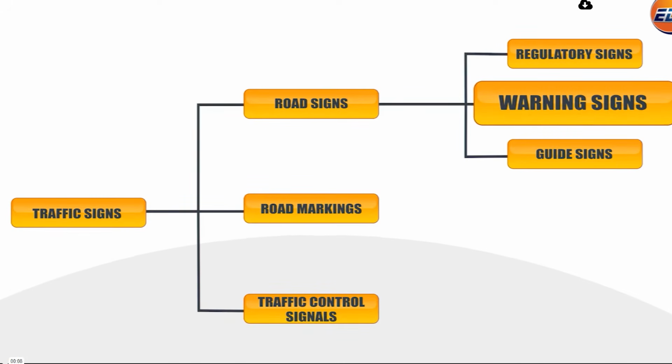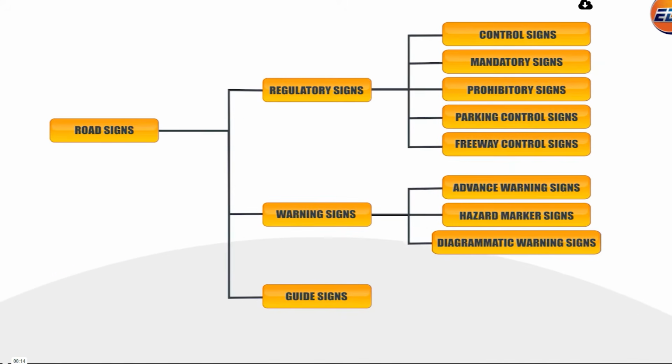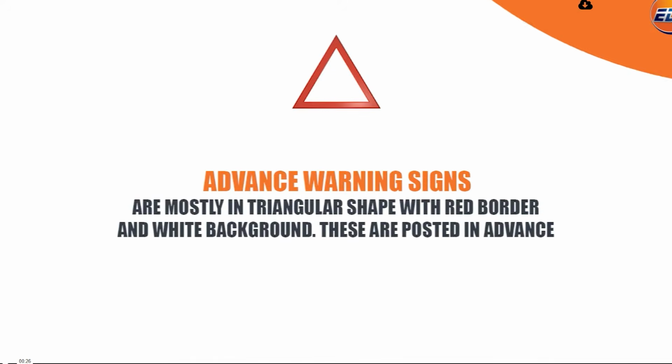Warning signs. These are the signs that warn the road users about hazards or potential hazards ahead. There are three types of warning signs. They are advance warning signs, hazard marker signs, diagrammatic warning signs. Let's see the advance warning signs. Advance warning signs are mostly in triangular shape with red border and white background. These are posted in advance before the situation.